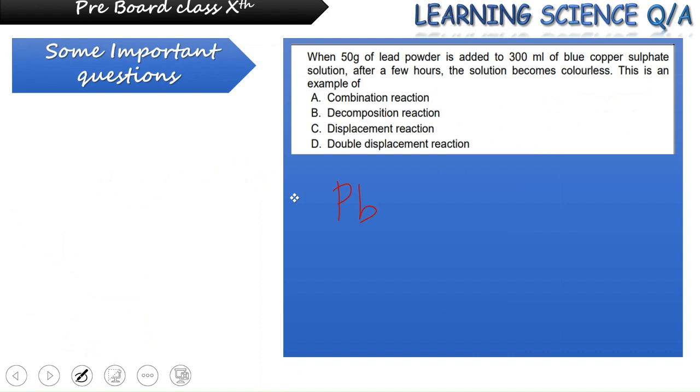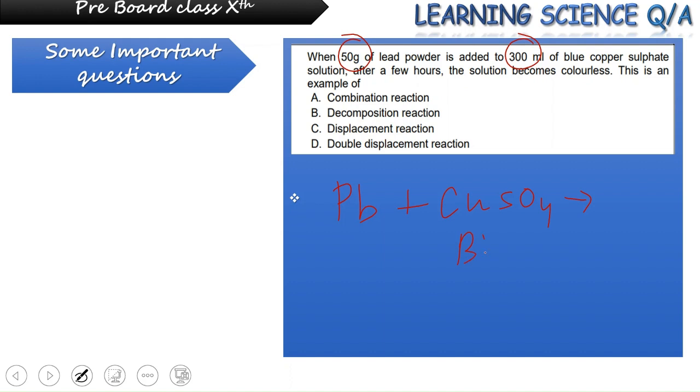Always remember, when these kind of questions are asked, the exact figures that have been provided to you are basically just to trick you. Because in this question, they are not asking you to calculate any amount, these figures are just given to trick you. They are asking, when lead powder is added to copper sulfate solution, the solution becomes colorless.